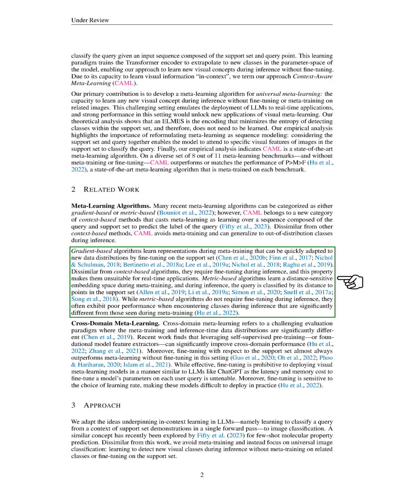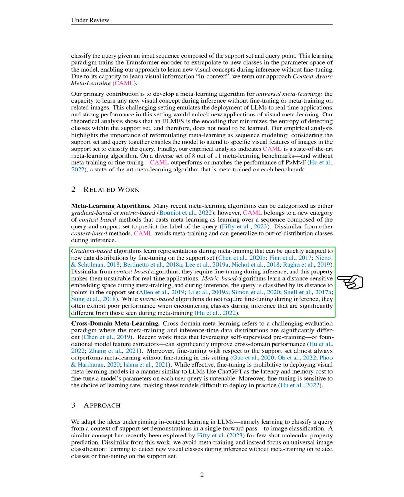Gradient-based algorithms learn representations during meta-training that can be quickly adapted to new data distributions by fine-tuning on the support set. Unlike context-based algorithms, they require fine-tuning during inference, which makes them unsuitable for real-time applications. Metric-based algorithms learn a distance-sensitive embedding space during meta-training, and during inference, the query is classified by its distance to points in the support set.